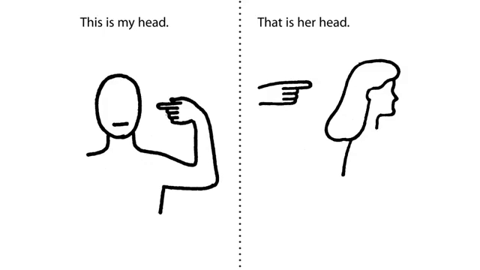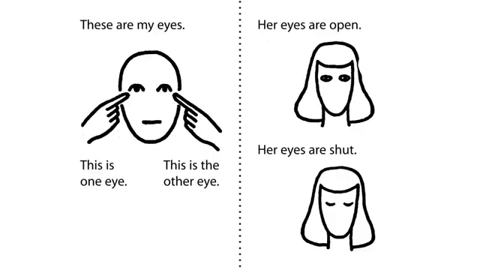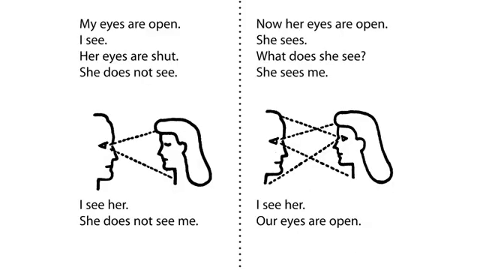This is my head. That is her head. These are my eyes. This is one eye. This is the other eye. Her eyes are open. Her eyes are shut. My eyes are open. I see. Her eyes are shut. She does not see. I see her. She does not see me.